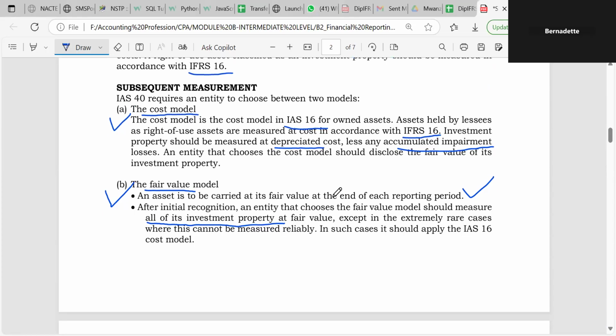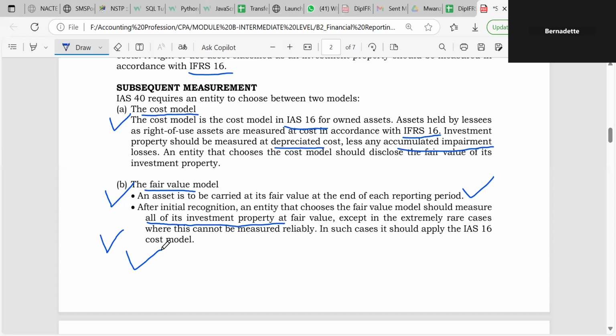The first point: an asset should be revalued at the end of its reporting period. This is fine. Even if the frequency increases, it is no issue. But after initial recognition, if you revalue one item, it means all of them must be revalued. That's what you have to do, right?